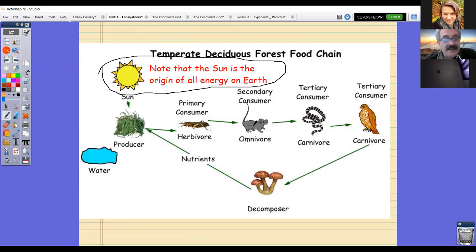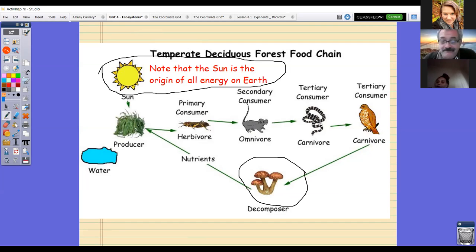the grasshopper is called an omnivore. That means it will eat either grass or insects. Carnivore means that it only eats animals. And then there are carnivores that eat smaller carnivores. And then the carnivores die, and they go into the decomposer portion.